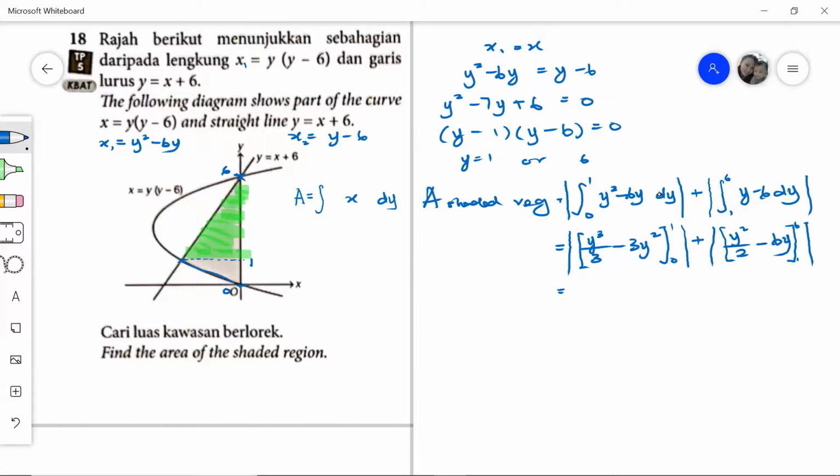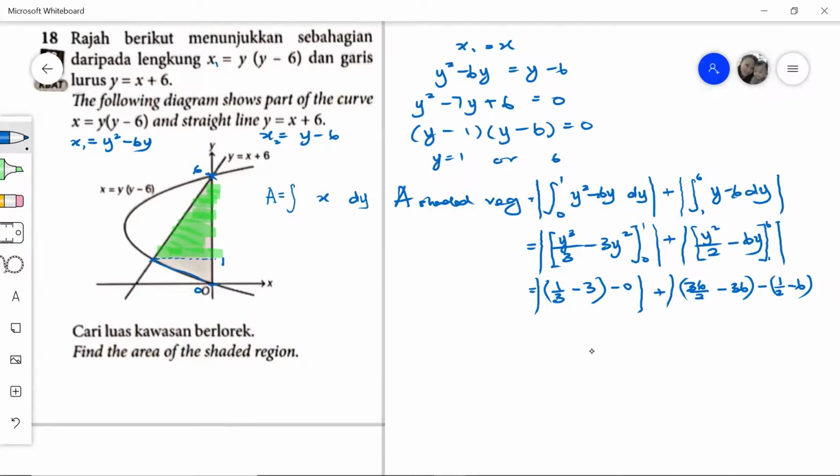Okay, so let's substitute the boundaries in. So we have 1 over 3 minus 3, and then minus 0, and put the modulus. And from the linear graph, we will have 36 over 2 minus 6 times 6, 36. And then we minus, substituting 1, half minus 6, and then put the modulus.